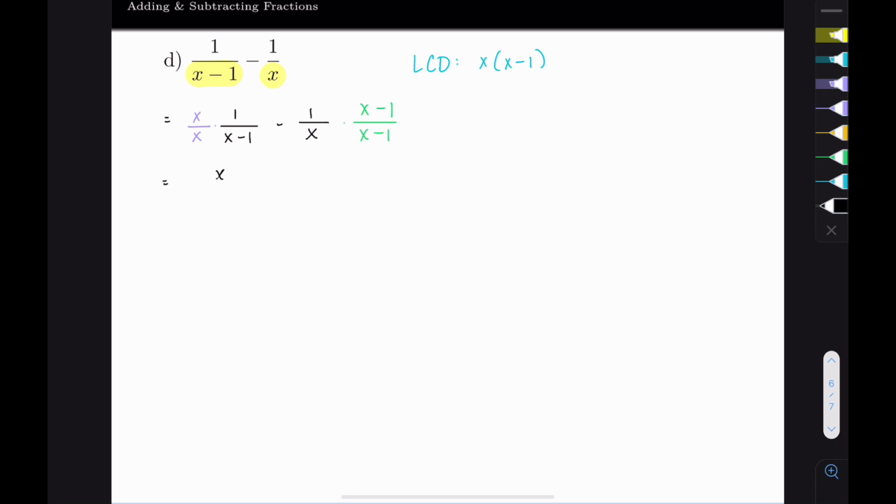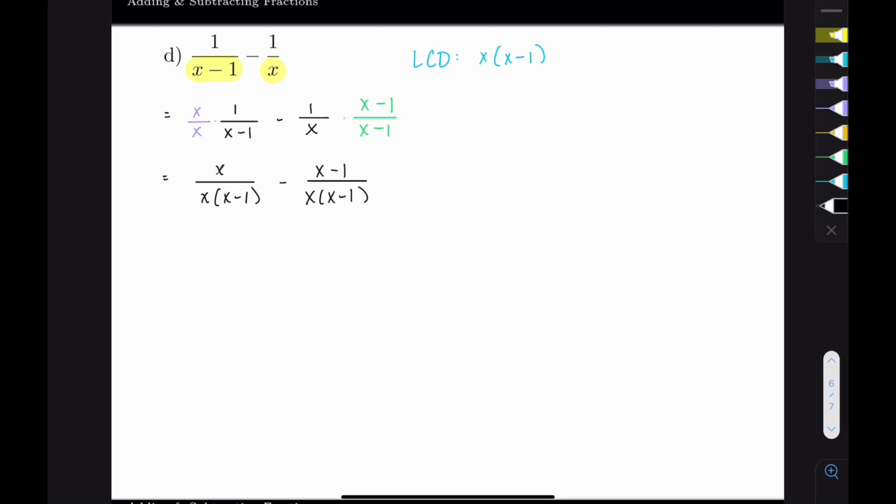So this first fraction, we multiply across, we have x times 1, just x. And in the bottom, we can leave it in this factored form, x times x minus 1. Now in the top, we have 1 times x minus 1, and the x and x minus 1 in the bottom. So now we are set. They do have exactly the same denominator. So we can go ahead and condense this to a single fraction with this common denominator in the bottom.